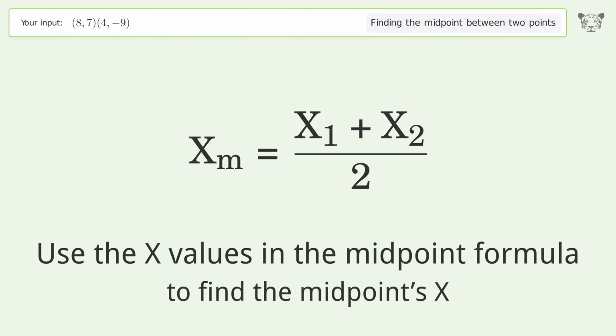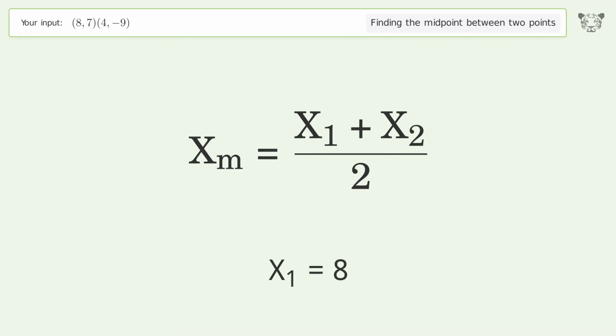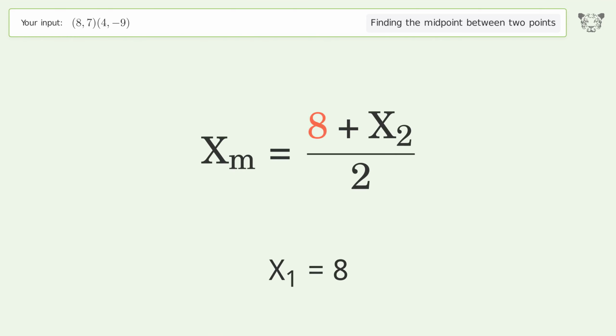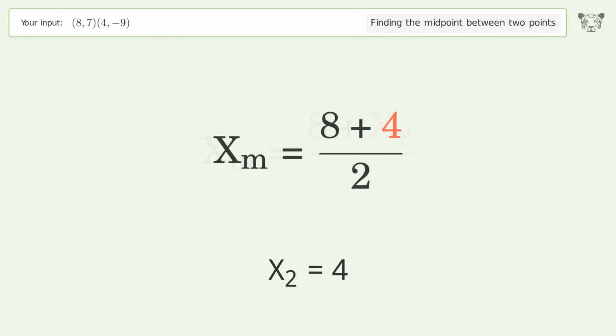Use the x values in the midpoint formula to find the midpoint's x. x1 equals 8. x2 equals 4. Simplify the arithmetic.